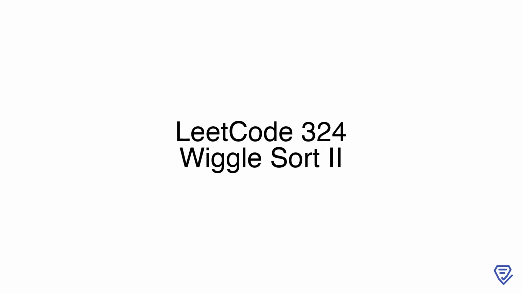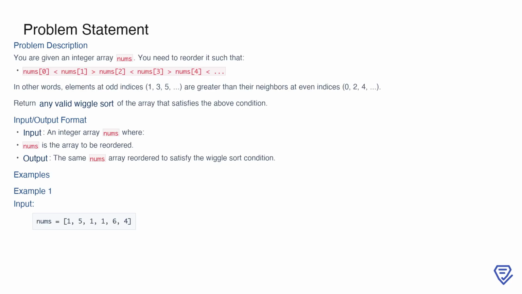Let's get started. In this problem, you are given an integer array called nums, and your task is to reorder it to satisfy a specific condition. The condition is that elements at odd indices, such as index 1, 3, 5, and so on, must be greater than their immediate neighbors at even indices, such as index 0, 2, 4, and so forth. Essentially, the array should form a wiggle-like pattern of less than, greater than, less than, greater than when comparing neighboring values. This type of reordering is called a wiggle sort.